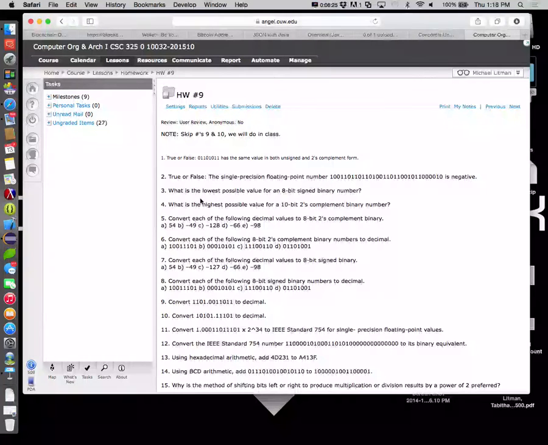Number 3, what is the lowest possible value for an 8-bit signed number? What's the smallest value that an 8-bit signed number can hold? Negative 120.